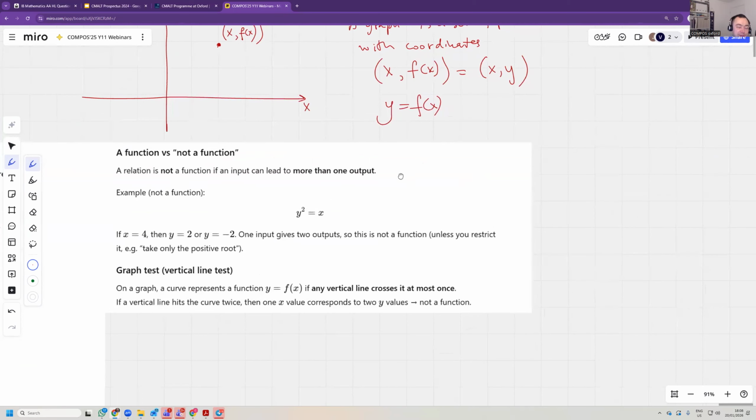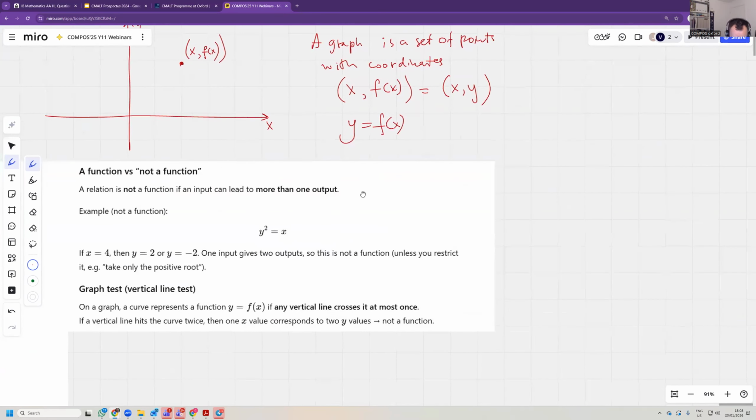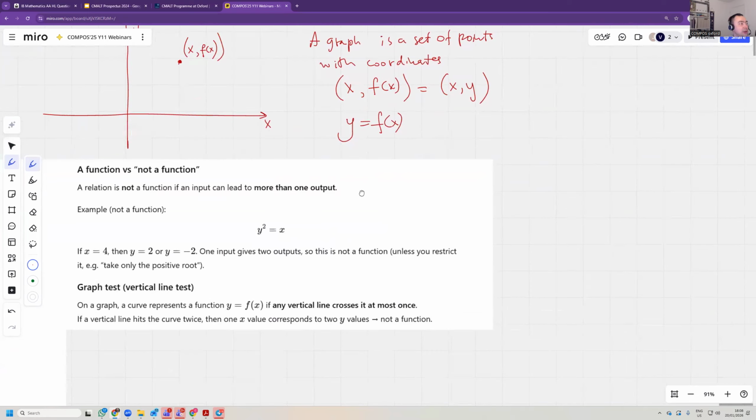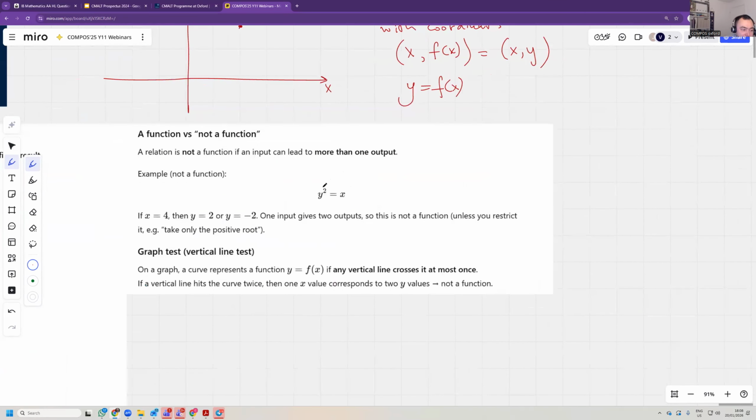A function versus not a function. So some relationships are not functions. And this is one of them. Because if the input is 4, then the output could be 2 or minus 2. Right? Because if x is 4, then y squared is 4, so y is plus or minus 2. So the output is ambiguous. If the output is ambiguous, then it's not a function.